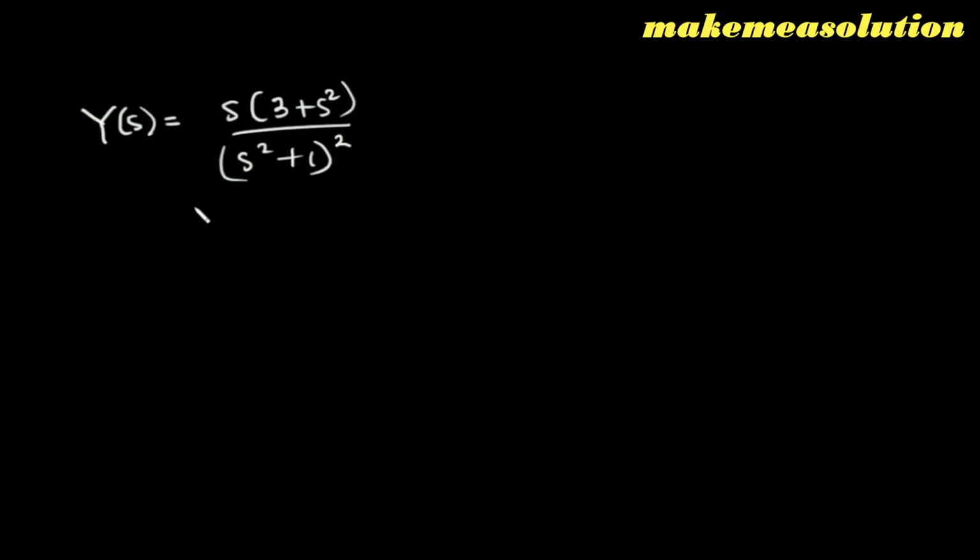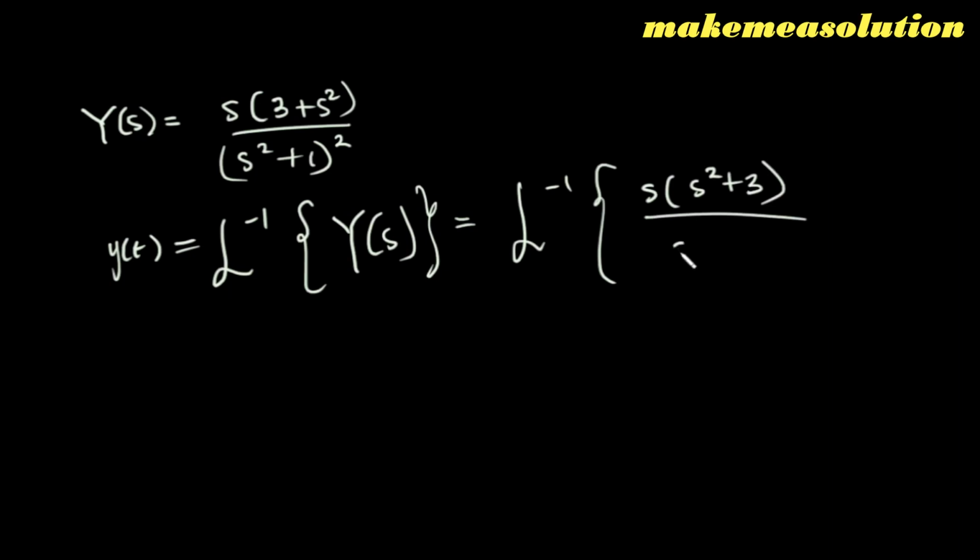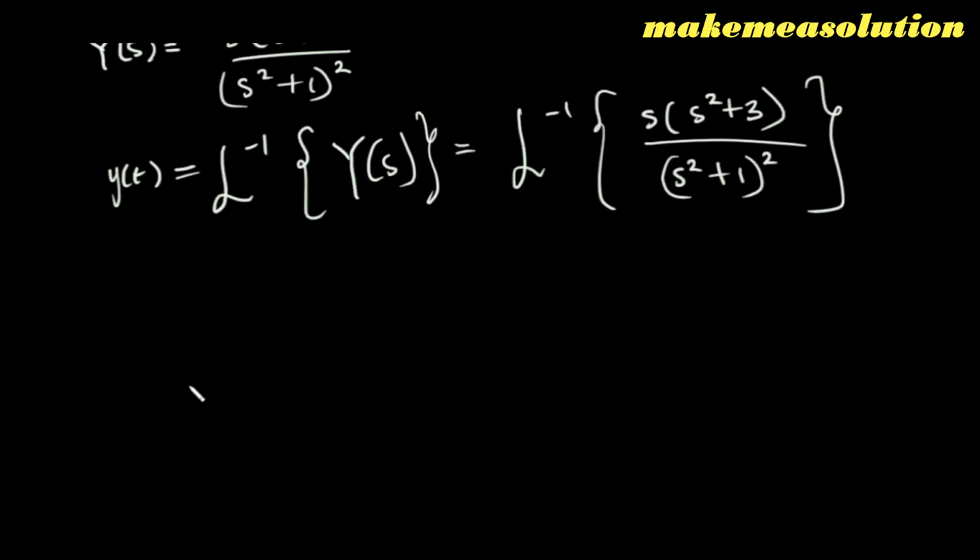Okay guys, we are now at almost the pinnacle of our work here, and we are going to find y of t as the inverse Laplace transform of what? Y of s, which corresponds to the inverse Laplace transform of s into s squared plus 3 all over s squared plus 1 all squared. Okay, so how do we go about finding the inverse of this function? I want you to pay attention as I solve this.